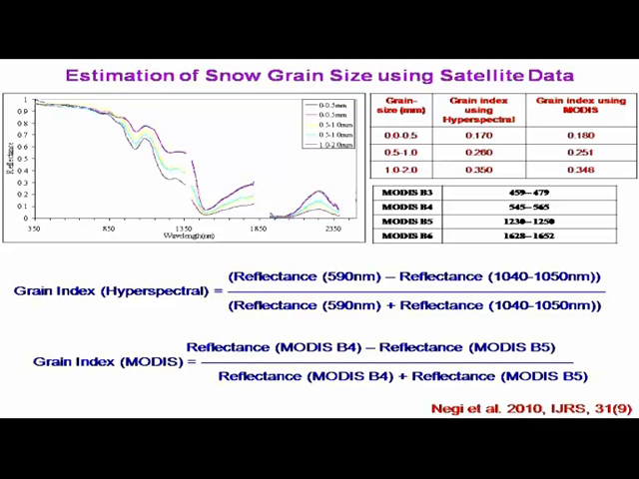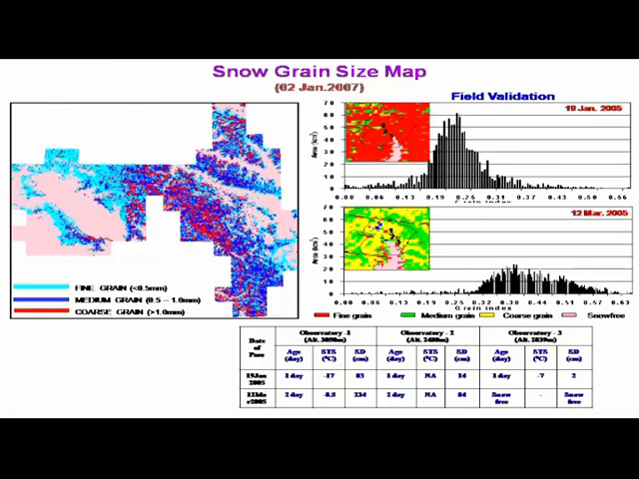But for the operational purpose, since we are not having any operational hyperspectral sensor right now, we have used MODIS, where we have band 4, that's a green band, and band 5, that's 1240 nanometer. With these two wavelengths, we have generated this grain index using MODIS, and this grain size map has been generated. And this we also validated with our ground observed snow meteorological data.